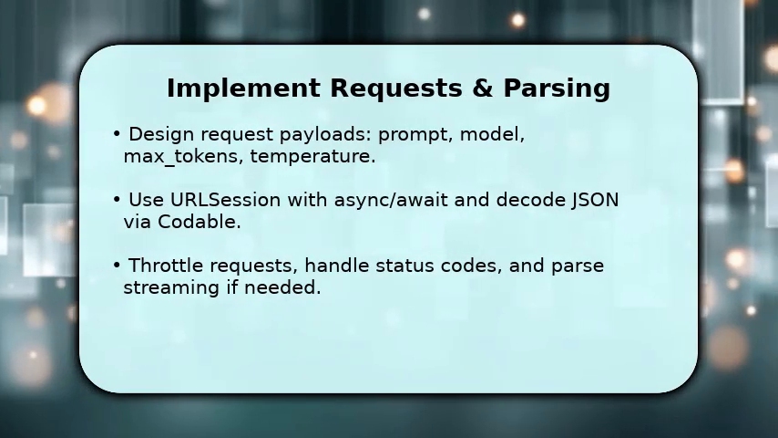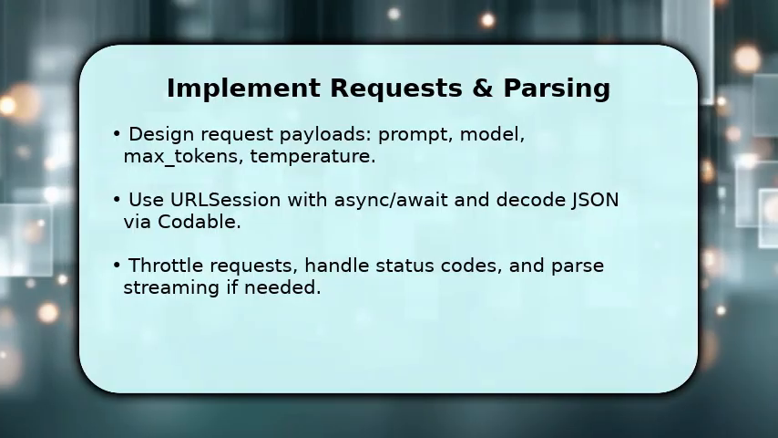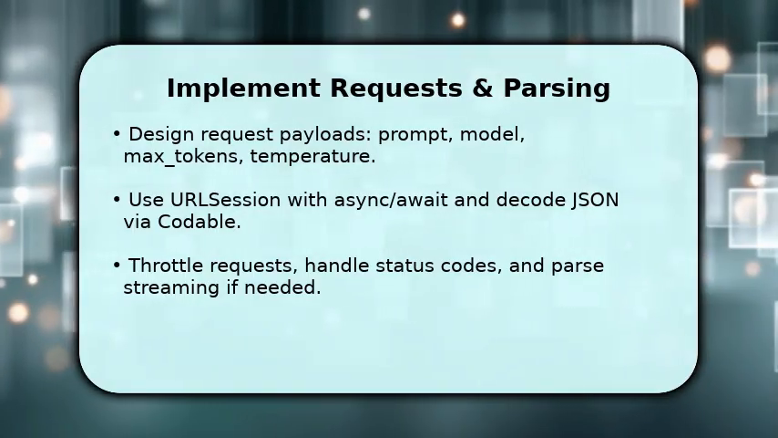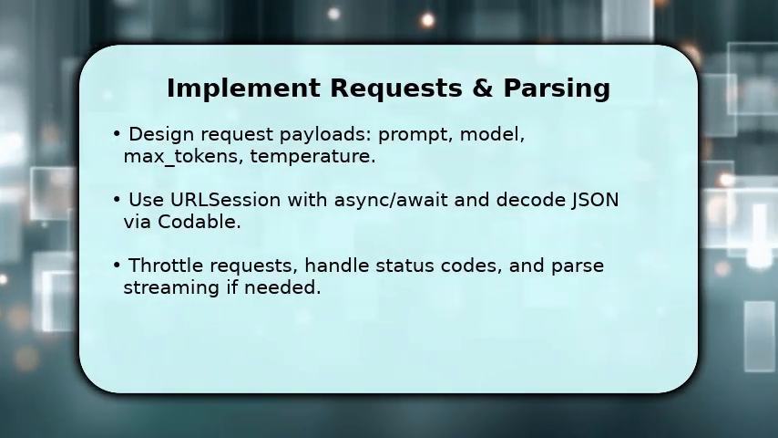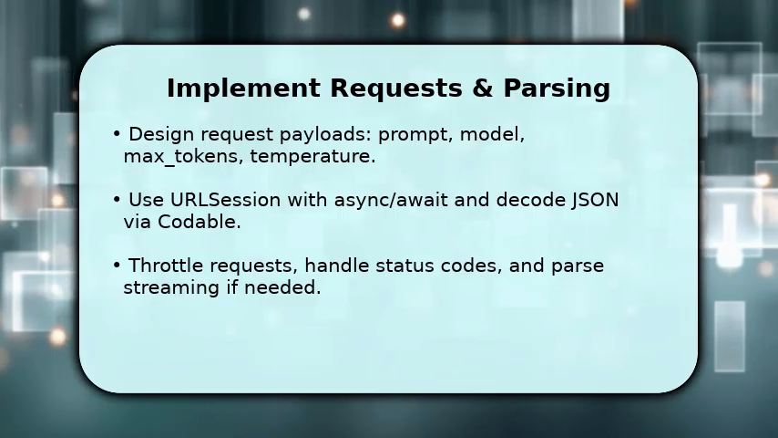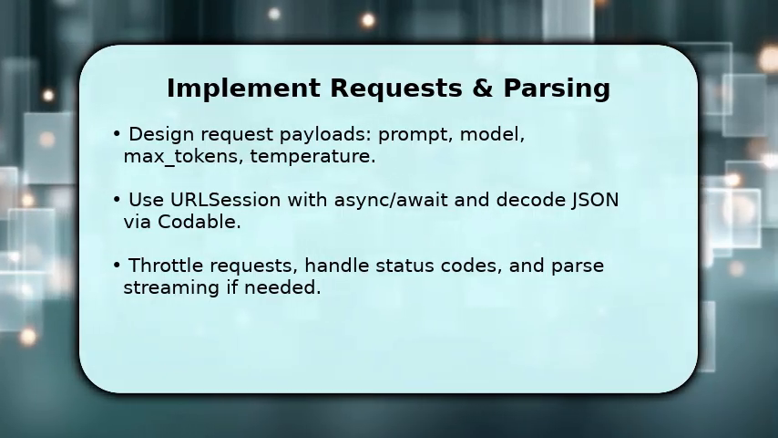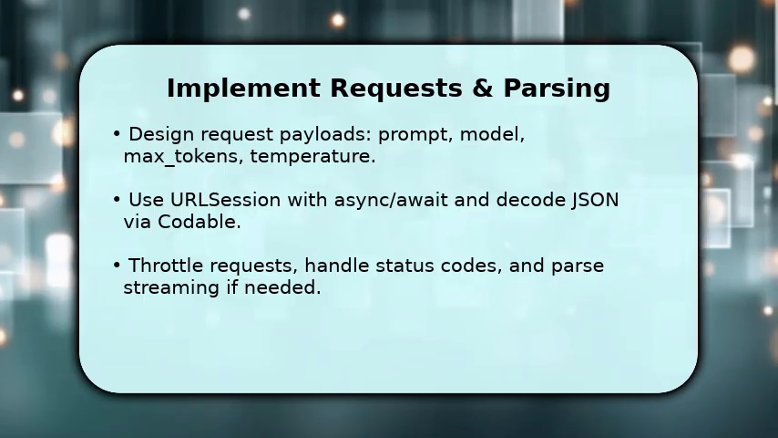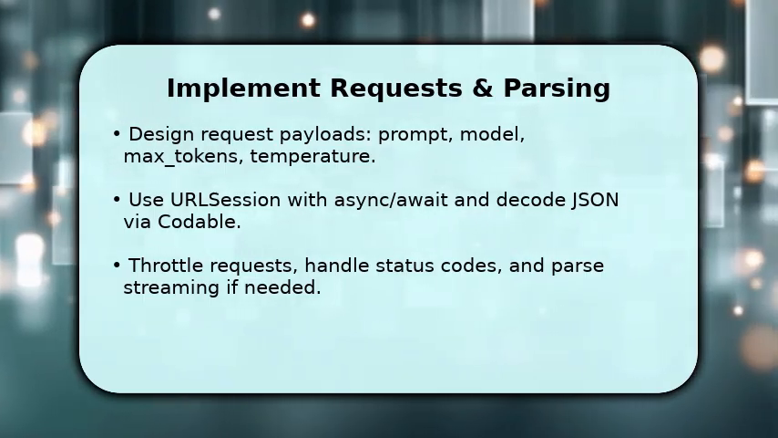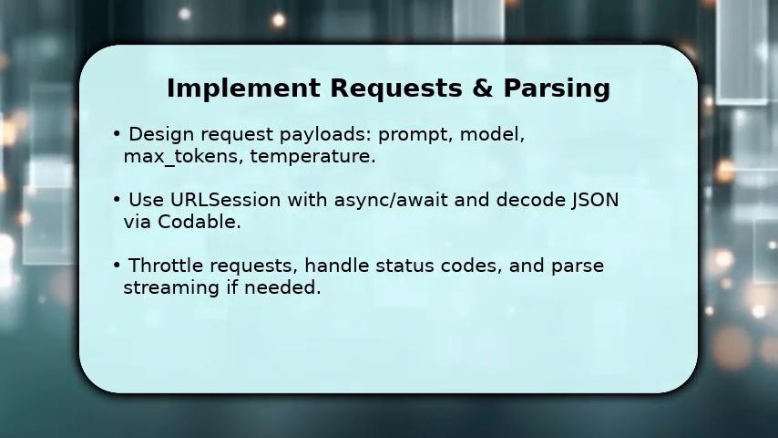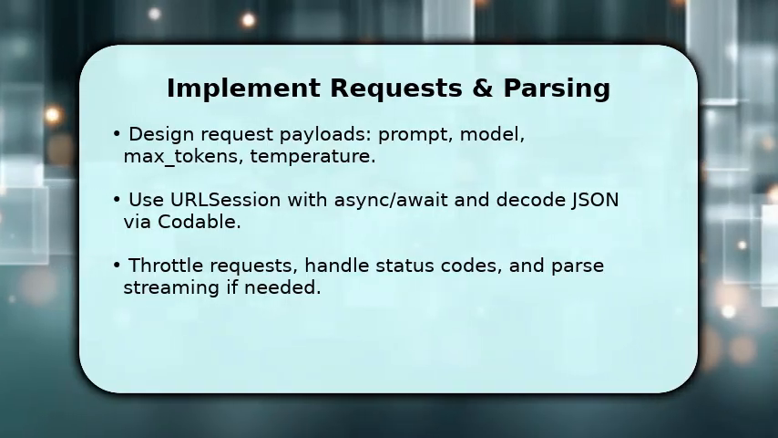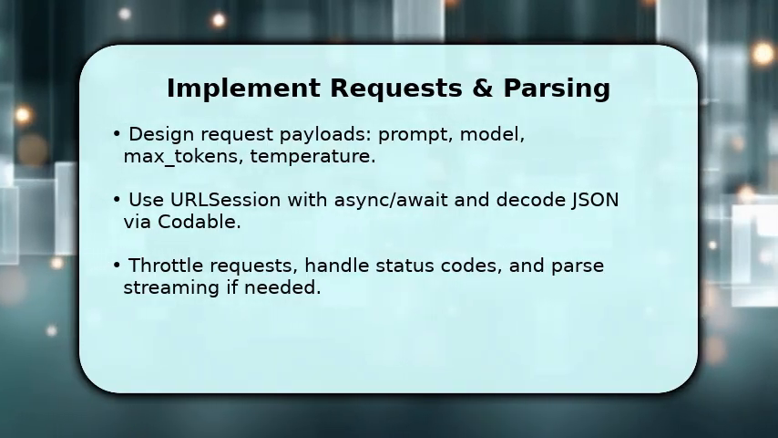Construct a payload with prompt, model name, and parameters like max tokens and temperature. Use URLSession with async/await to send POST requests, and decode responses with Codable for type safety. Once done, add error mapping for 4xx/5xx codes and retry logic with exponential backoff. This prevents spamming the API.